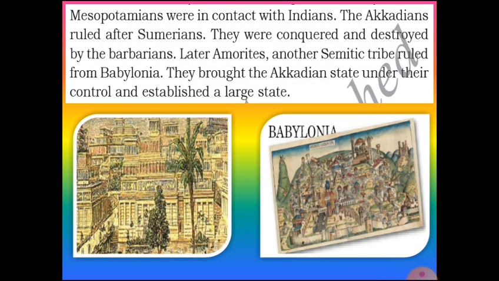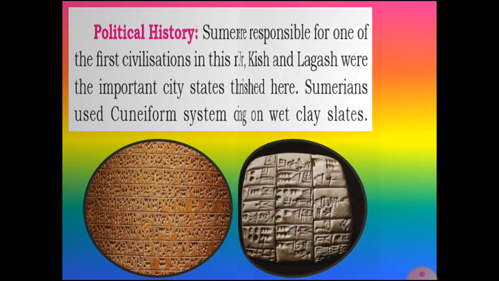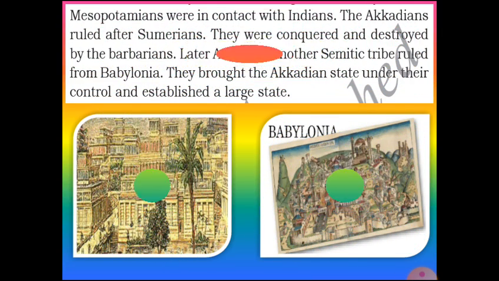Here you can see the pictures of Babylonia. In the first part, you can see the picture of how they wrote the scripts over the clay models, and these were called tablets. These tablets were made of soft clay, and on that clay they used to write their script. And in the second part, you can see the picture of Babylon, how it looked.